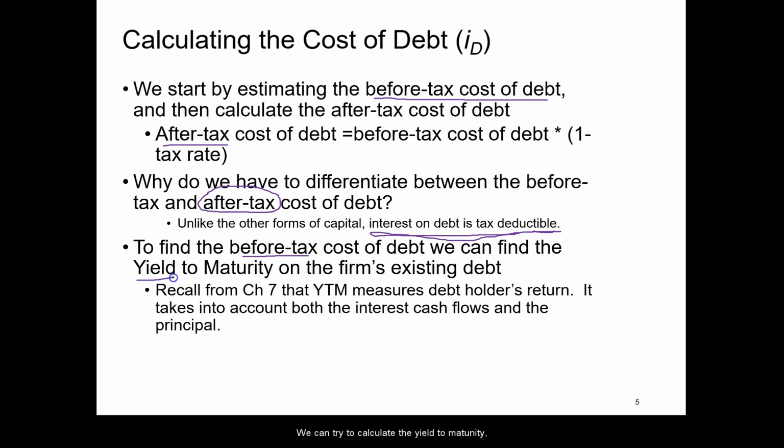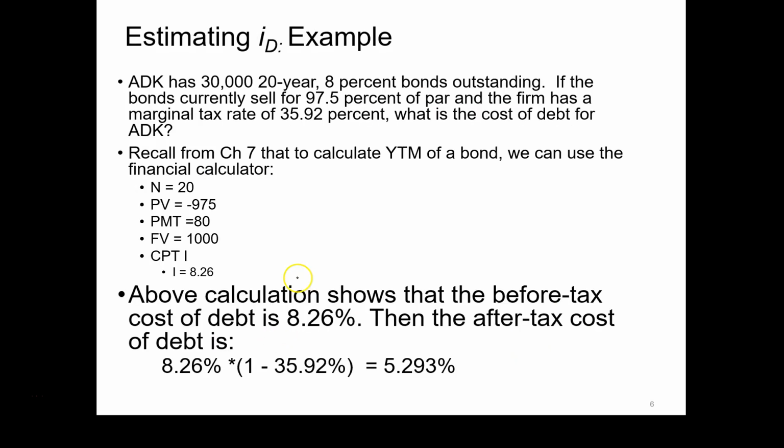We can try to calculate the yield to maturity, the YTM, on the company's bond. If you recall from Chapter 7, yield to maturity measures the debt holder's return, and is a comprehensive measure which includes both the coupon payment and the principal, or say the final par value payments. Here's an example to calculate the yield to maturity first.